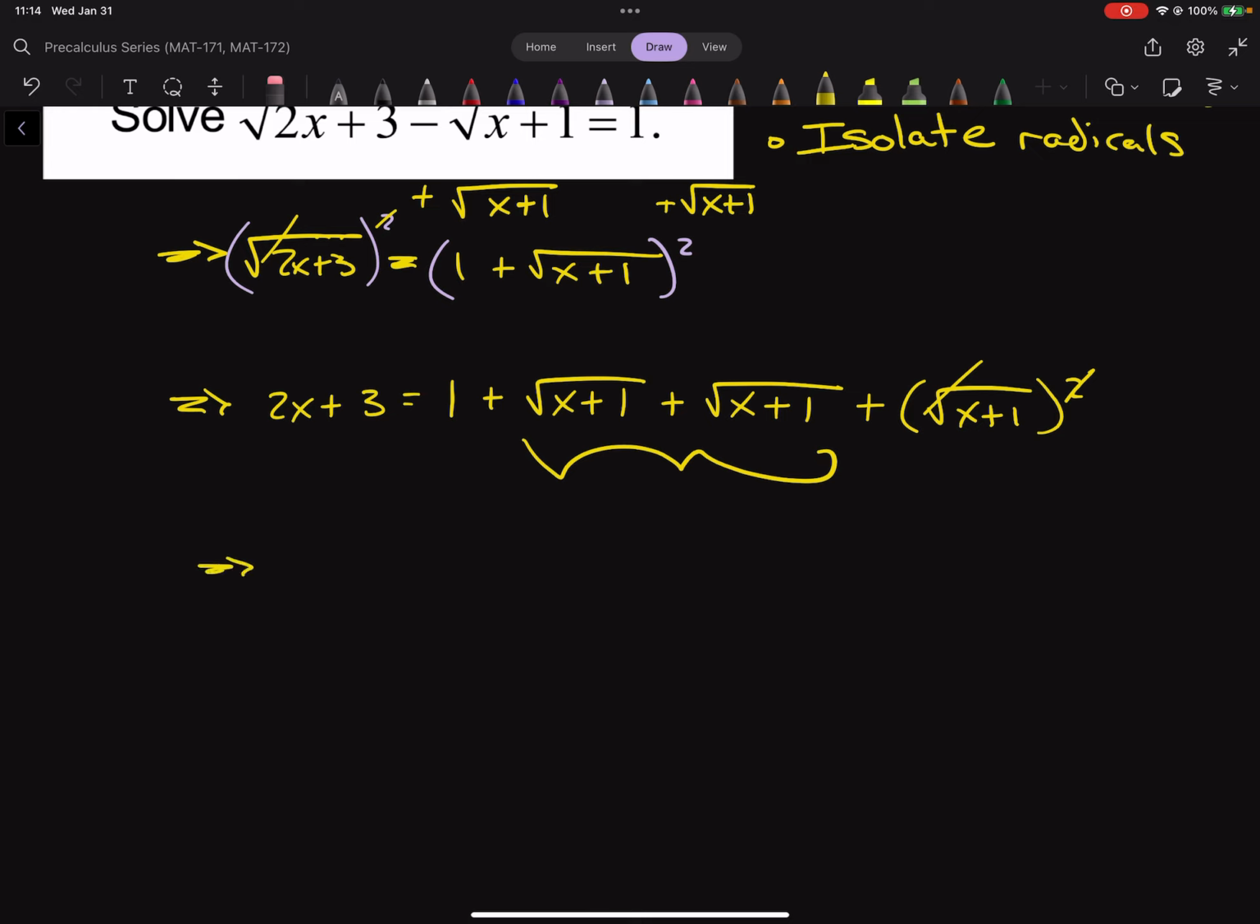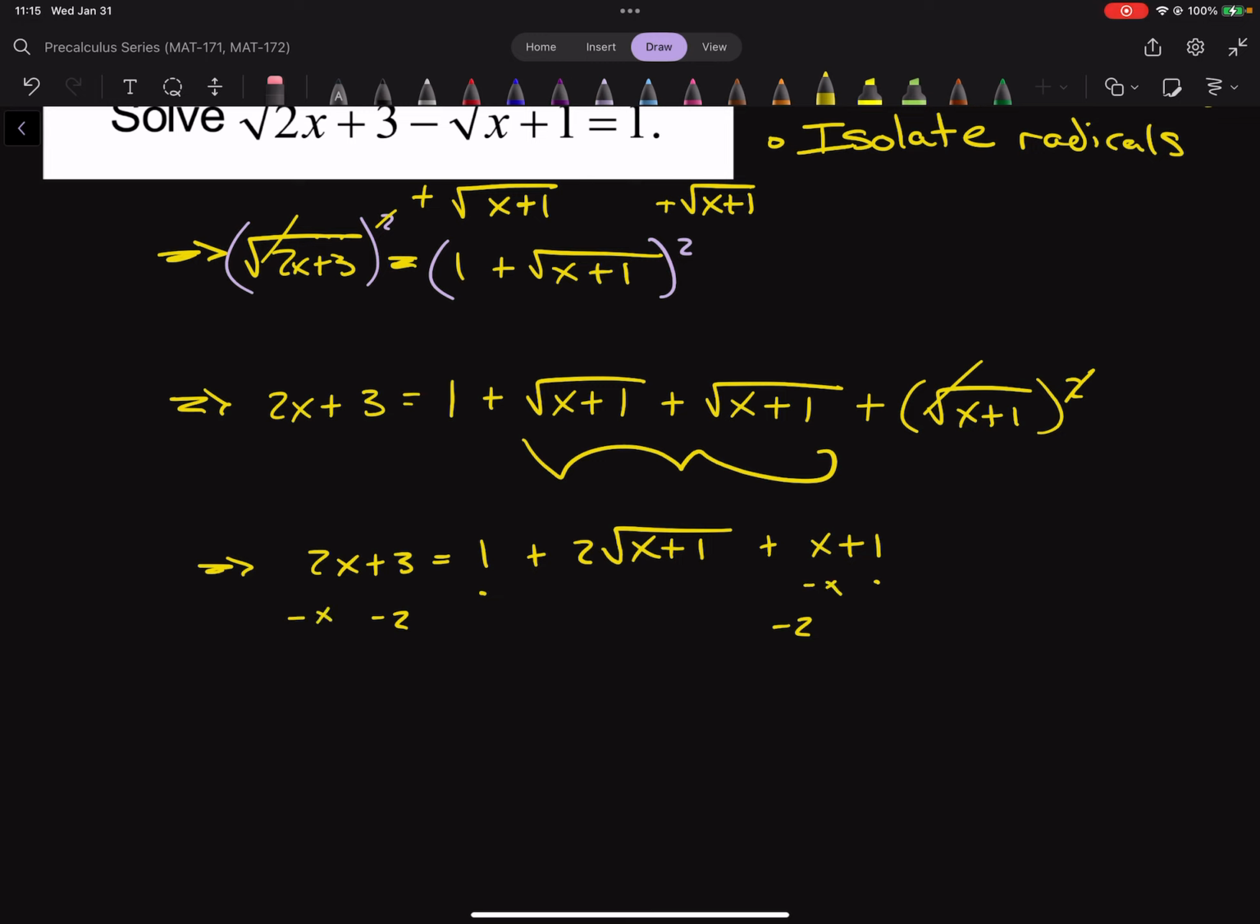So let's update our problem. 2x plus 3 equals 1 plus 2 times the square root of x plus 1. And this is going to be plus x plus 1. Now I need to isolate my radical. The 1 and the 1 will combine. That will be 2. So just know I'm going to subtract 2 from both sides because there's a 1 and a 1 on the right-hand side. So I'm going to subtract 2 from the right. I'm also going to subtract x from the right.